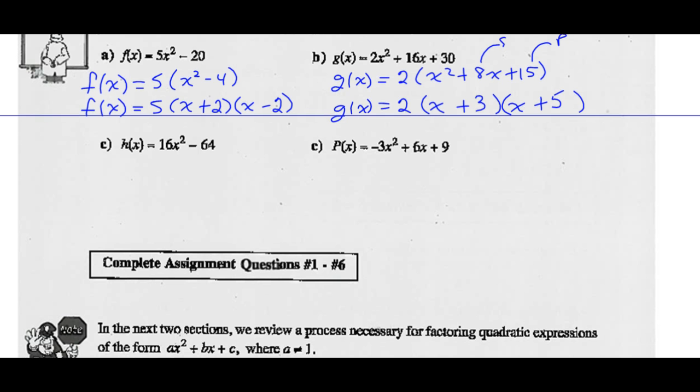Next, h of x is 16x squared minus 64. Let's factor that. Looks like it's got a common factor. I can take out a common factor of 16. That leaves me x squared minus 4.